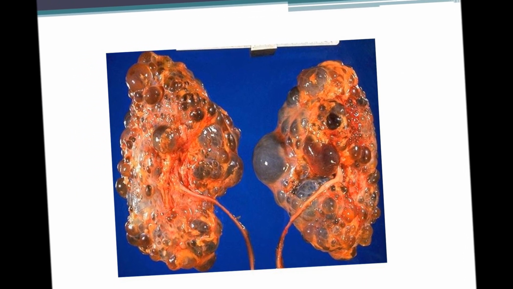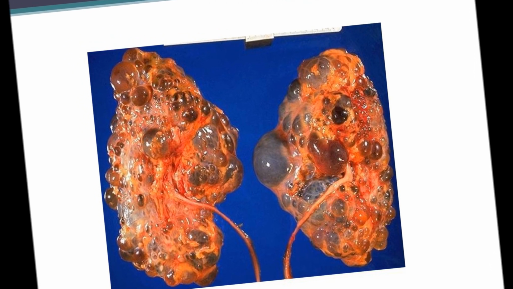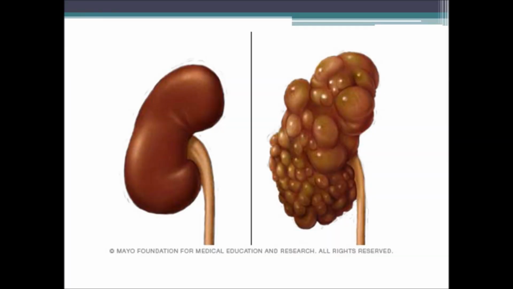Cyst formation occurs at the level of the cell, nephron, and kidney. Defects in the genes encoding polycystin-1 or polycystin-2 lead to aberrant gene transcription, cell proliferation, and ion secretion, which results in the formation of fluid-filled cysts. As cysts balloon out from individual nephrons, their collective effect leads to the displacement of the normal renal tissue and the formation of a cyst-filled kidney with reduced functional capacity.